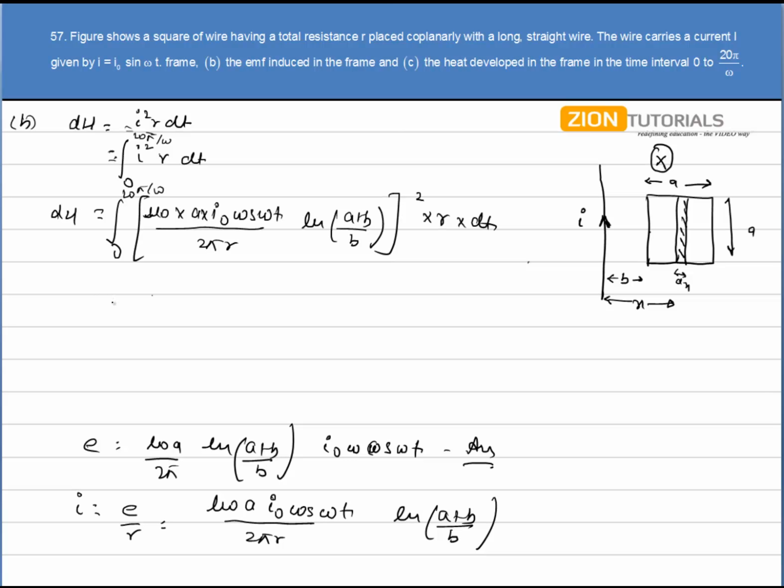Now it is not possible to solve this equation over here due to the insufficiency of the page. So I'm directly writing the answer that comes out on solving this equation: 5 mu naught square A square I naught square omega divided by 2 pi R, natural log square of (1 plus A by B). That is my answer.